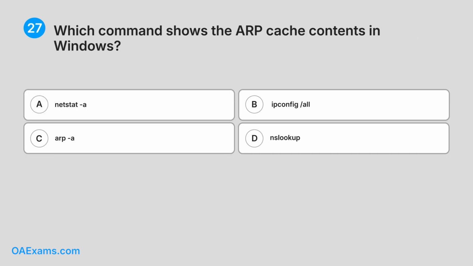27. Which command shows the ARP cache contents in Windows? A. netstat, B. ipconfig /all, C. ARP -a, D. nslookup. What do you think is the answer?